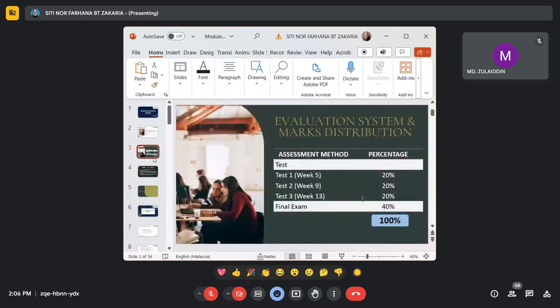So this is the evaluation system and mark distribution for this course. You will have 3 tests representing 60% of your mark, and then you will have final exam 40%. So setiap test ni sangat penting lah. If you fail to answer these 3 tests, then dia akan effect lah your total mark. Okay, so be serious masa test.